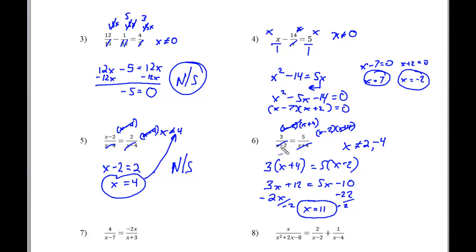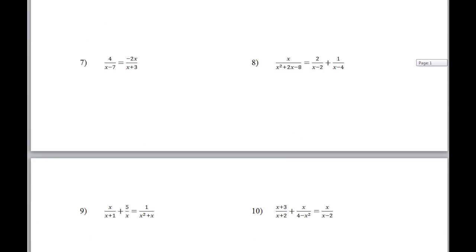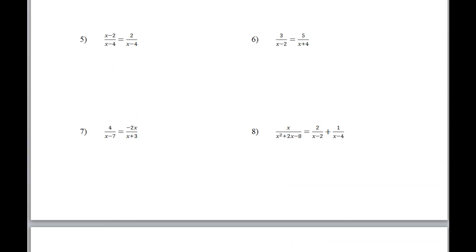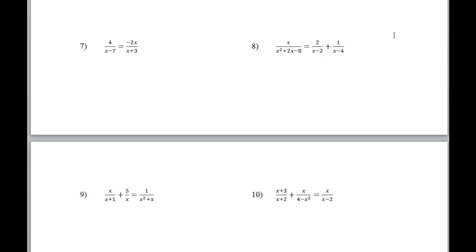Again, checking your answer before I move on, 3 over 9 is the same thing as 5 over 15. So you can always check your answer by plugging the x back into the problem. We're going to do these two problems and call it an end to this part of the video. So let's see what we have to do here. I will move this here so I have a little bit more room to write.